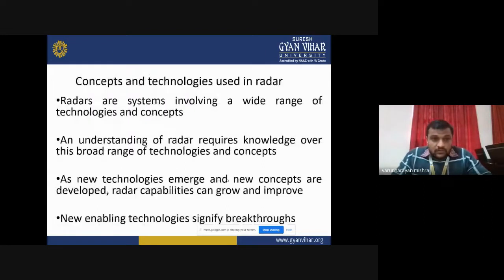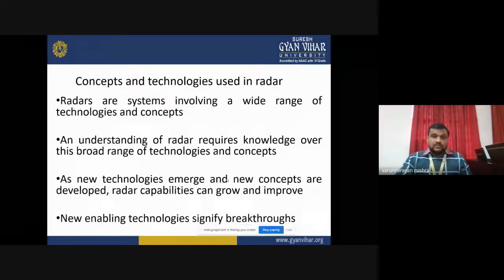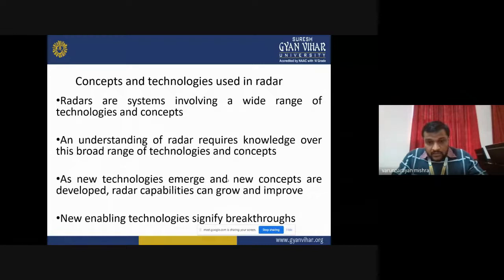Okay, so these are some of the terminologies and technologies used in the radar. Radar is a system that involves a wide range of technologies, and it is a new and emerging technology that is based on the capabilities of the microwave signals, the capabilities of the microwave pulses that can be used to detect and identify different land surface features.